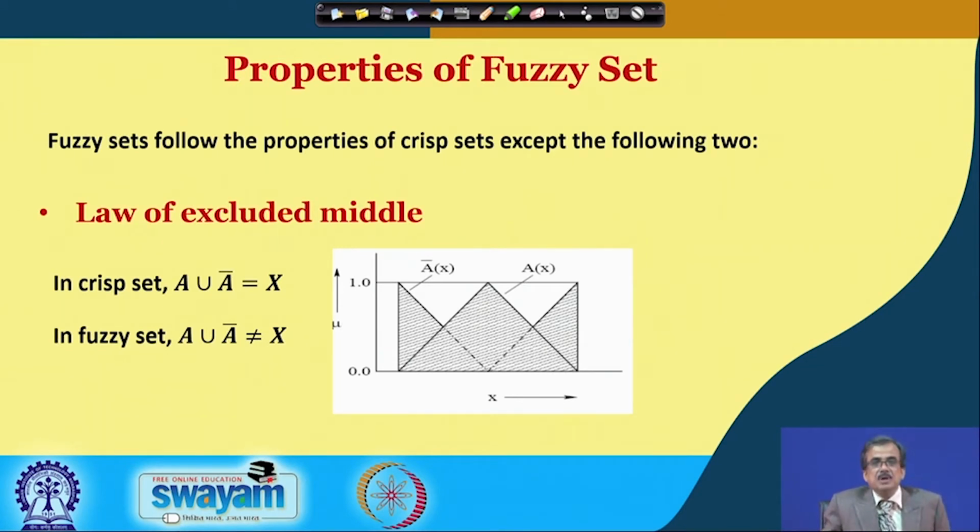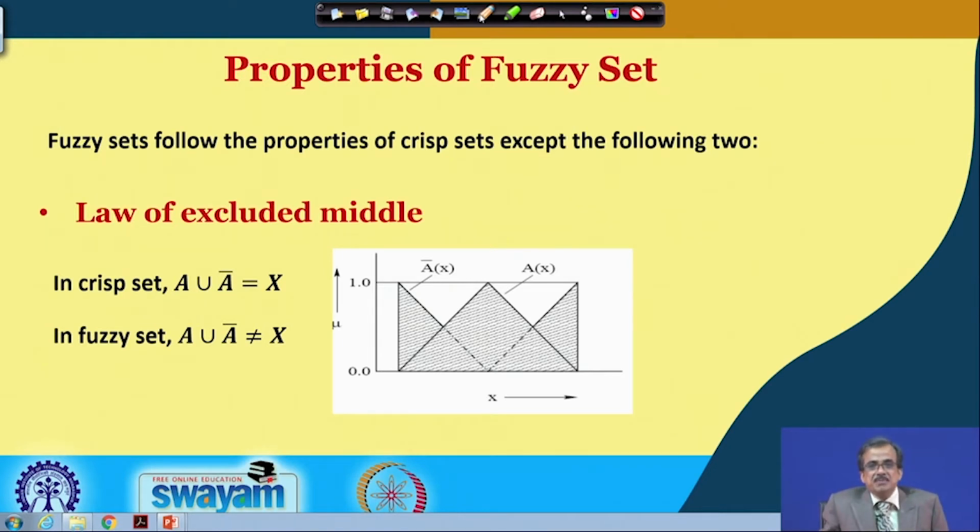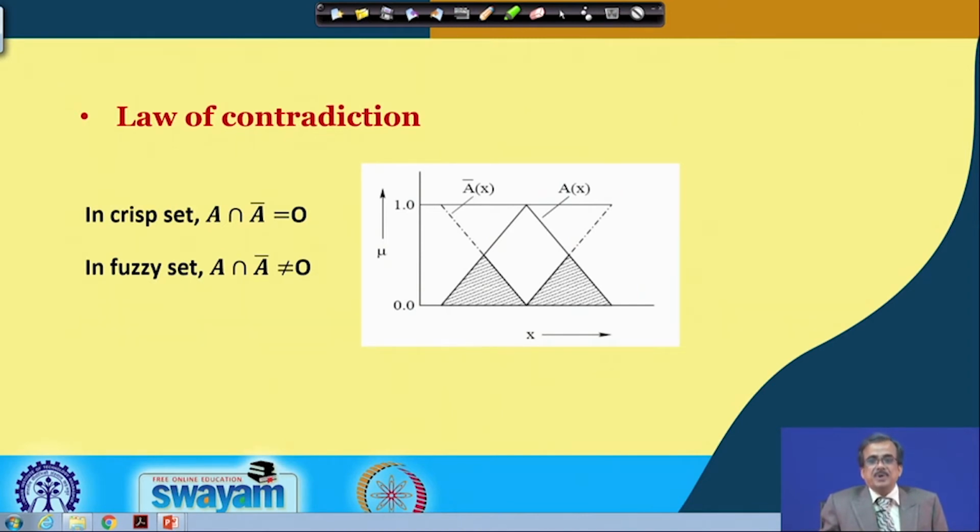Now, I am going to start with another topic, the properties of fuzzy sets. If you remember, while discussing the concept of crisp sets, we already discussed 10 properties. Now, fuzzy sets can follow the first 8 properties out of the 10, but the last 2 properties of crisp sets are not followed by fuzzy sets, and those are the law of excluded middle and the law of contradiction.